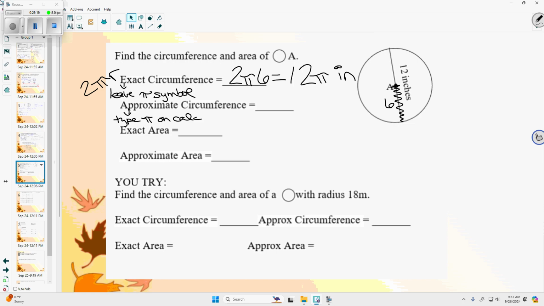If I'm doing exact, I leave the pi. Approximate, I type the pi in the calculator. So now you're using your calculator to type that same formula in. You're picking up the calculator and you're typing. We are rounding to the 3rd decimal place.